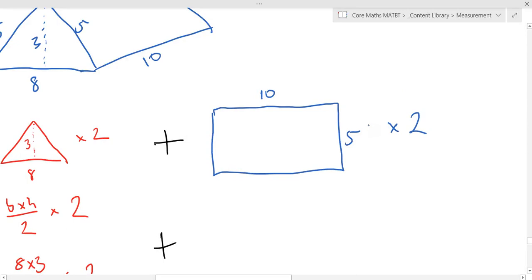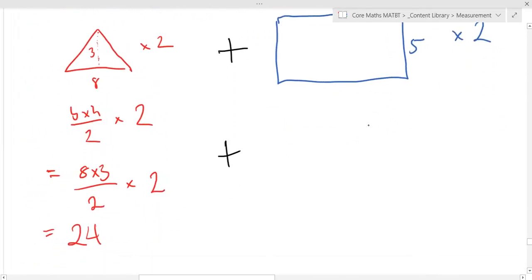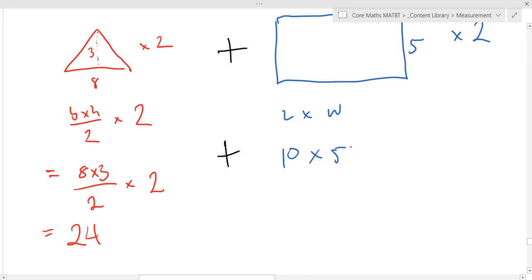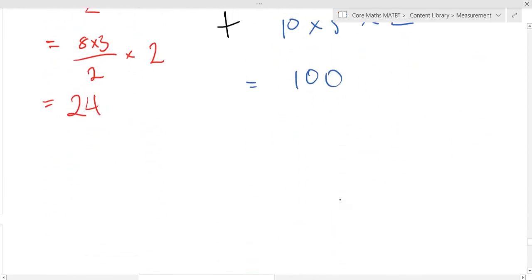Thank you, Hutton. So for the rectangle, it's a 10 by 5. So we know that for a rectangle, the area is length times width. So it's going to be 10 by 5, which we times by 2 because there's 2 sides. So that will equal 100. So the roof itself is 100. All right, we can start with that.